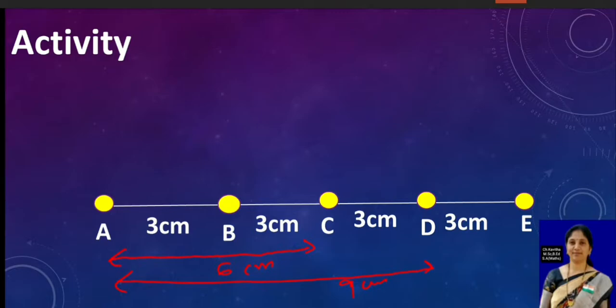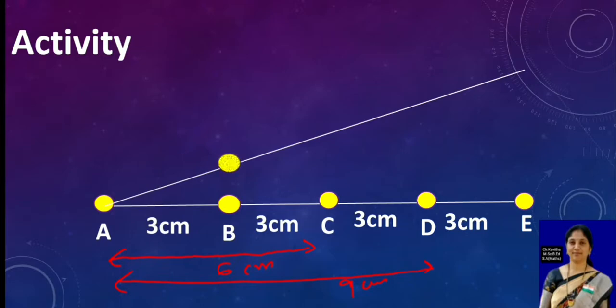Next, here consider the points P, Q, R, S. So draw the perpendiculars from B to P.